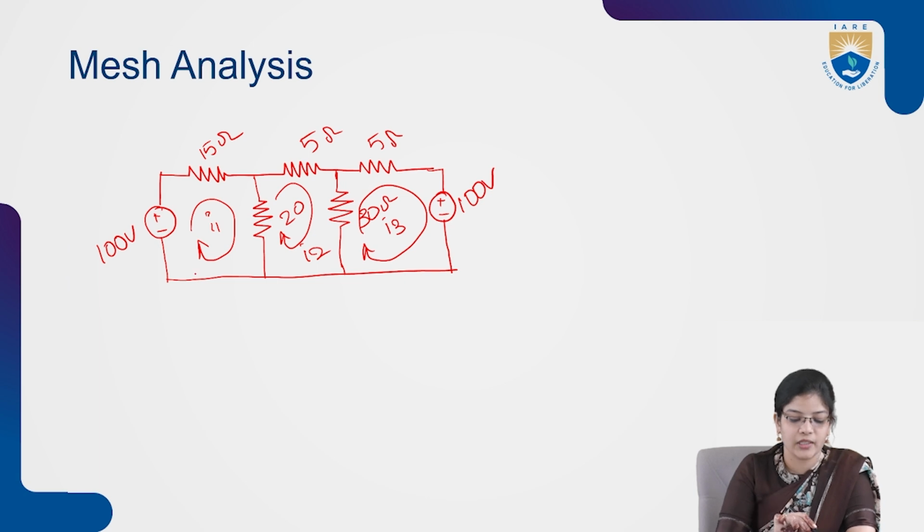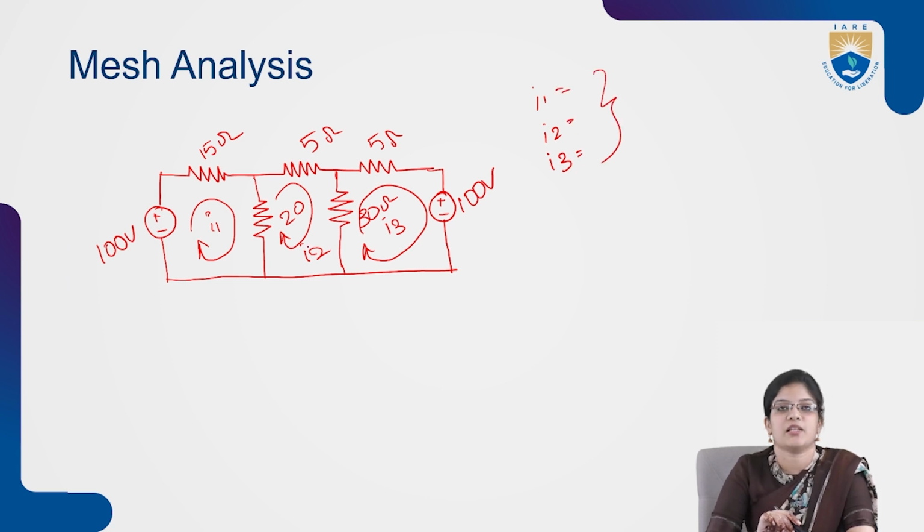Now we have to calculate the mesh currents I1, I2 and I3. By using mesh analysis, first we have identified how many meshes are there in the circuit. We have identified that there are three meshes in this circuit, and we have named these meshes as I1, I2 and I3. Now we have to calculate the currents I1, I2 and I3 by using mesh analysis, and by applying KVL we have to write the equations first.